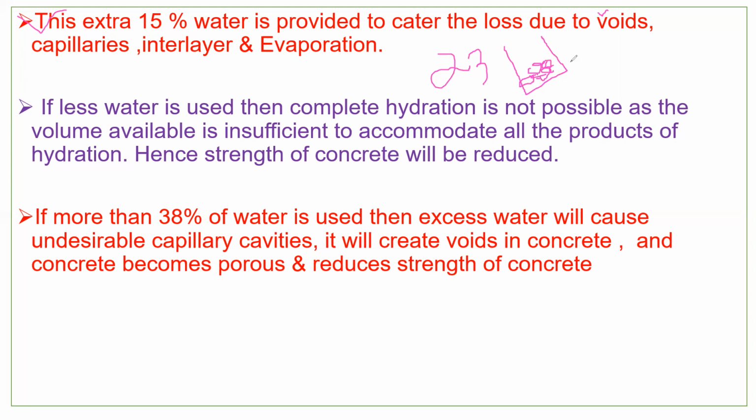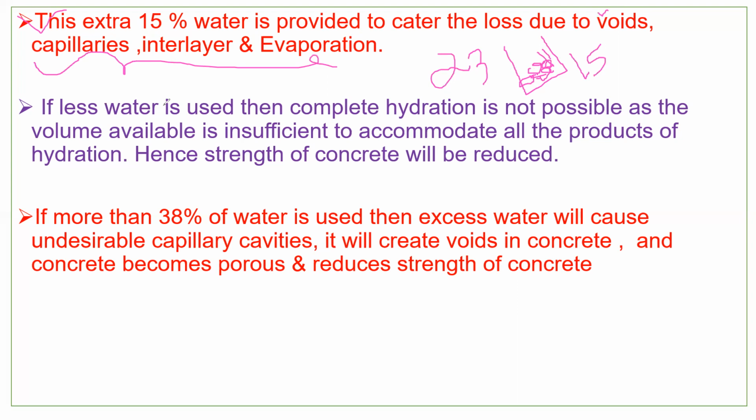Even into the capillaries, the water will be gone. In the interlayer, the water will be gone. And also due to evaporation, the water will be lost, right? But actually, whatever amount of water is required, we need to provide. So that is why we consider that 15% of the water will be going into all these activities, and the net water available is 23%, and that is actually taken by this particular cement.